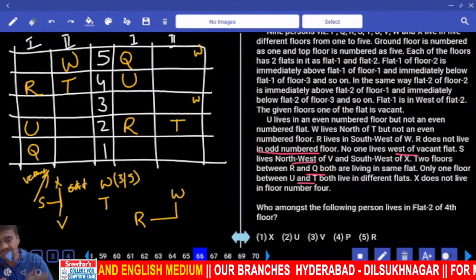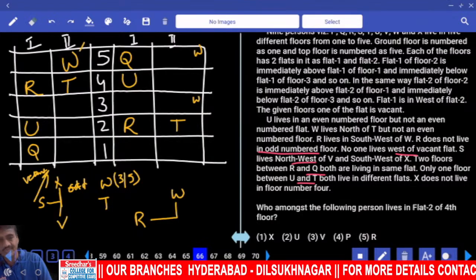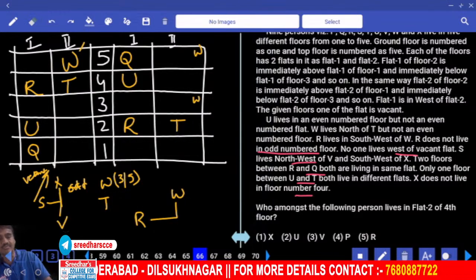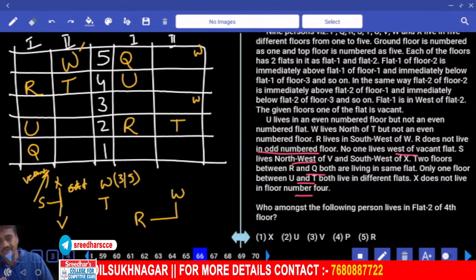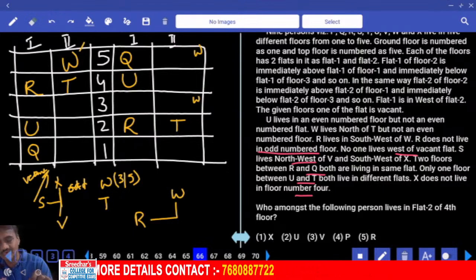Now T must be here. Now T is here, W is to the north of T, that is fine. Now here in this one, W is to the north. And X does not live on floor number 4. X cannot be on floor number 4. Then coming back to this one, X does not live on floor number 4.